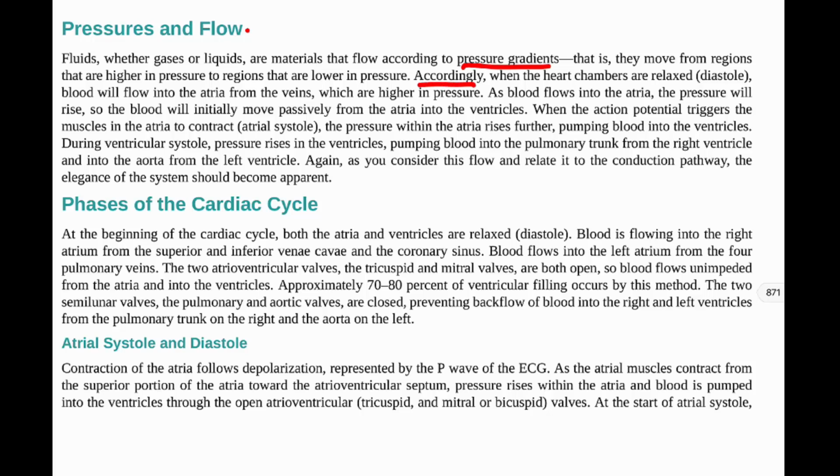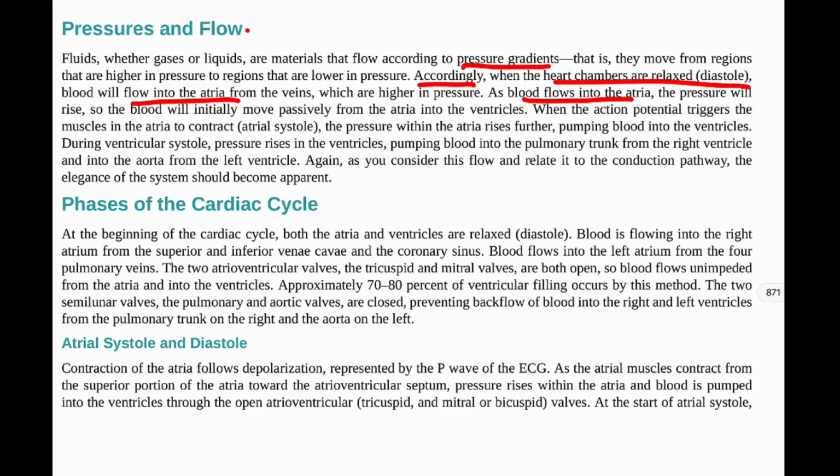So here, accordingly, when the heart chambers are relaxed, which is diastole, blood will flow into the atria from the veins, from the superior and inferior vena cava, and then also from the pulmonary veins, which are higher in pressure. So blood coming from the body is going to be pumped up to, for example, the inferior and superior vena cava. And so those are going to be high in pressure. And the atria is going to be more empty. So it's going to be pushed into the atria.